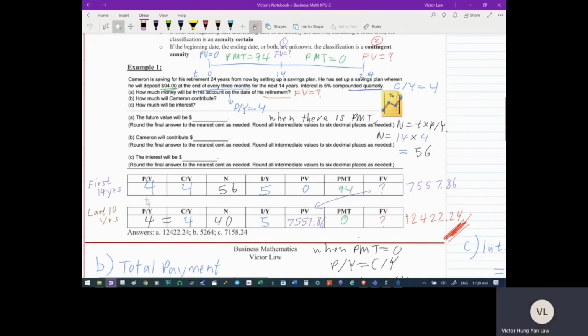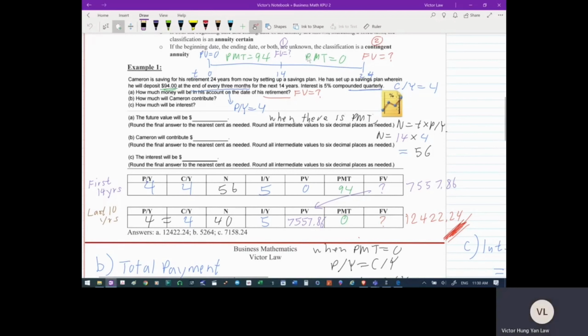So when we set up our line of boxes, we have 2 lines. The first line is for the first 14 years, and the second line is for the next 10 years. We need to first solve for the future value at the end of the first 14 years. Once we solve for that, it becomes the present value for the next 10 years. And that's the connection point. Then we use that to solve for the future value at the end of the 24 years. That's the concept that you need to understand.